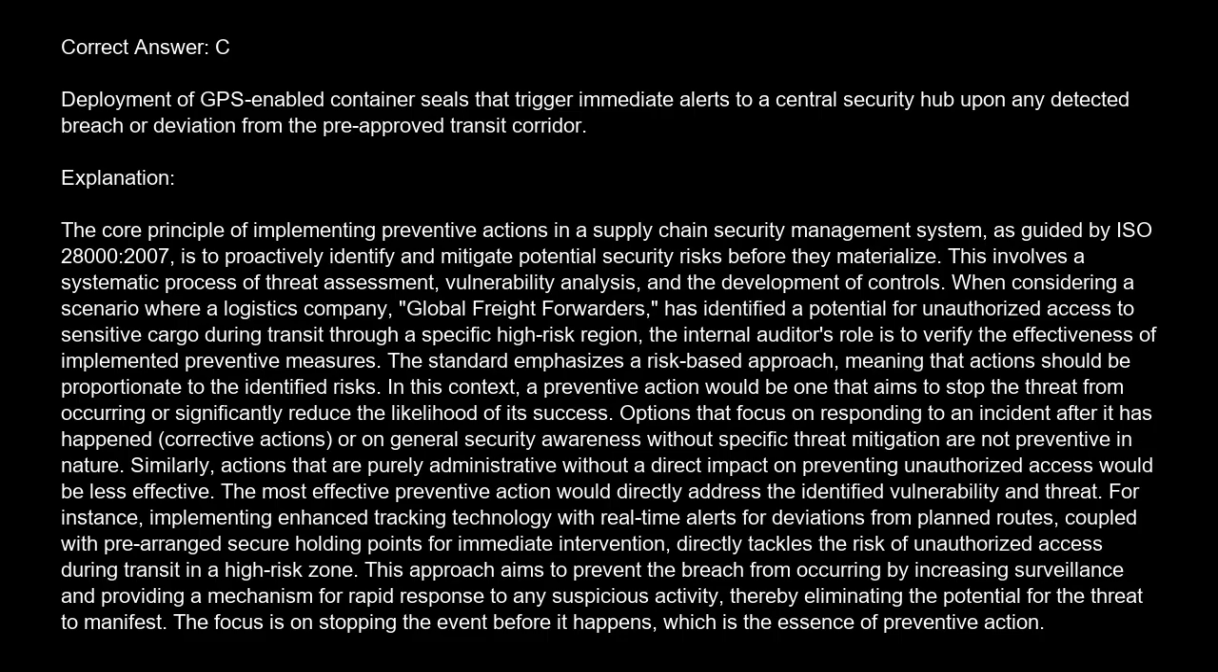The correct answer is C. Deployment of GPS-enabled container seals that trigger immediate alerts to a central security hub upon any detected breach or deviation from the pre-approved transit corridor. Explanation: the core principle of implementing preventive actions in a supply chain security management system, as guided by ISO 28000-2007, is to proactively identify and mitigate potential security risks before they materialize. This involves a systematic process of threat assessment, vulnerability analysis, and the development of controls.